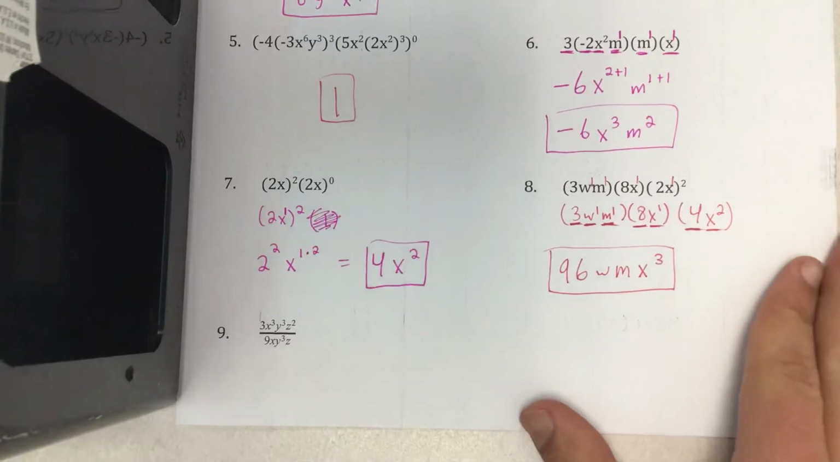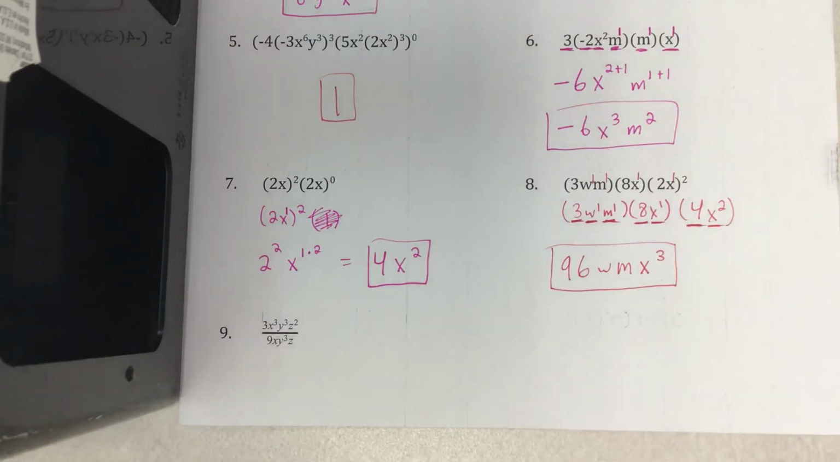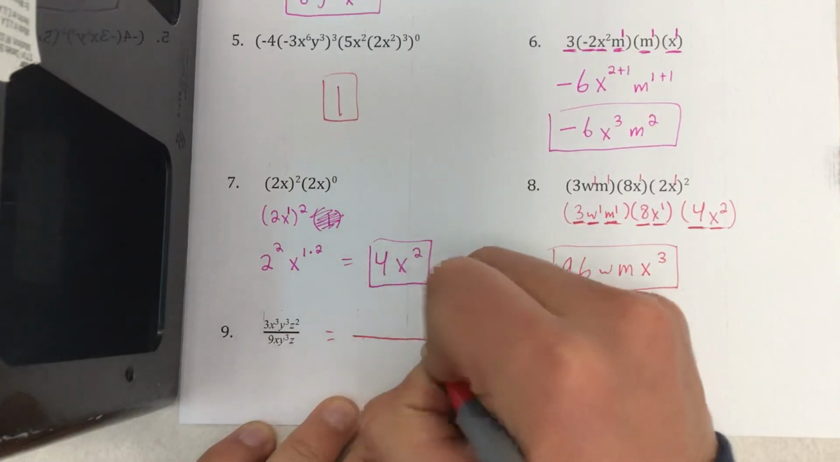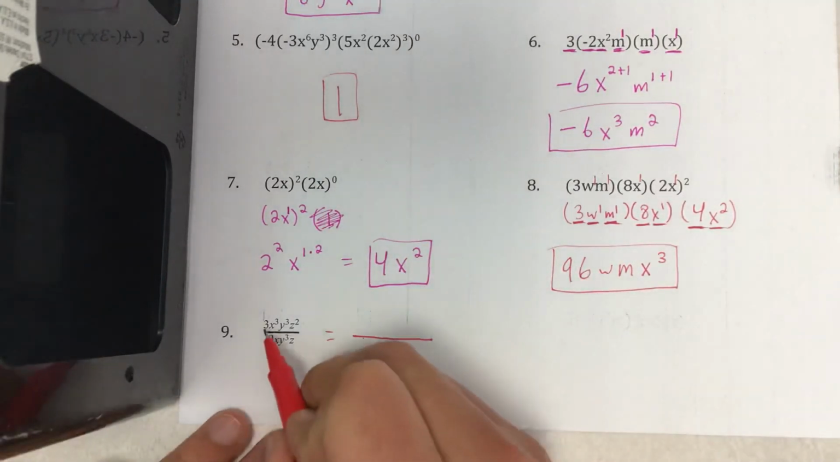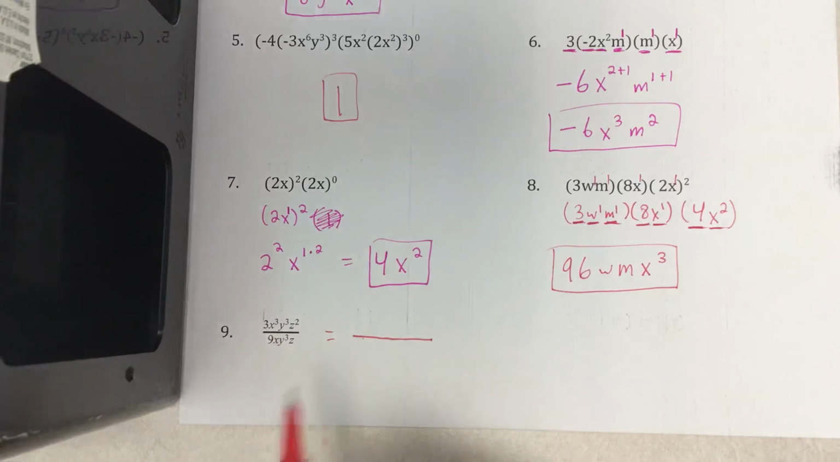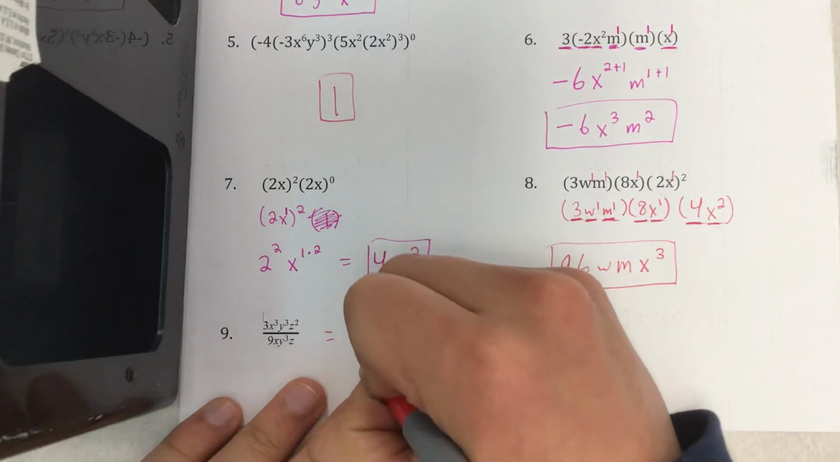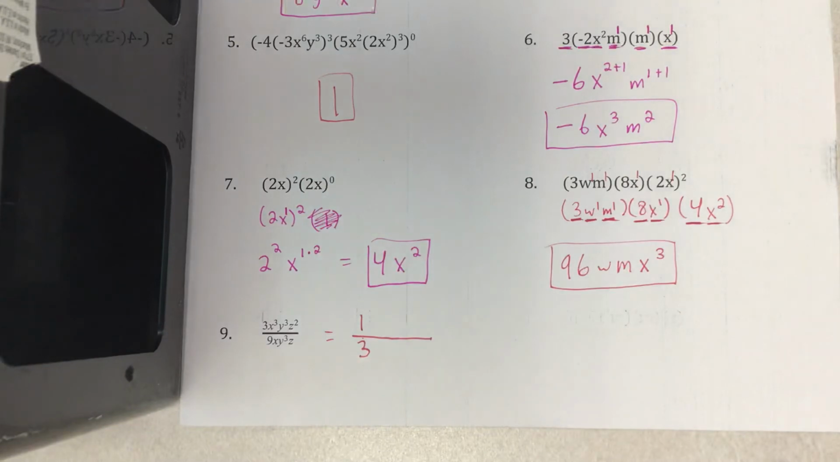Last one, number 9, okay? So we have a fraction, so we see it's gonna be a quotient rule. So let's get right to it. So here, let's start with the coefficients. I'm just actually gonna start by writing the fraction bar. So here, I have 3 divided by 9. We do it like normal division, because they're coefficients. So 3 divided by 9 reduces to 1 over 3. 3 over 9 is the same as 1/3, okay?